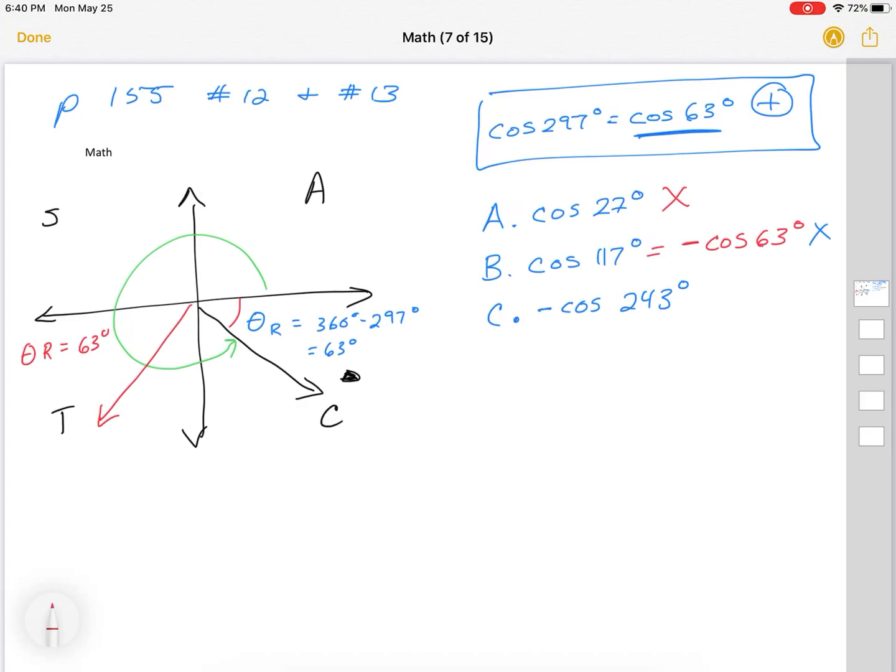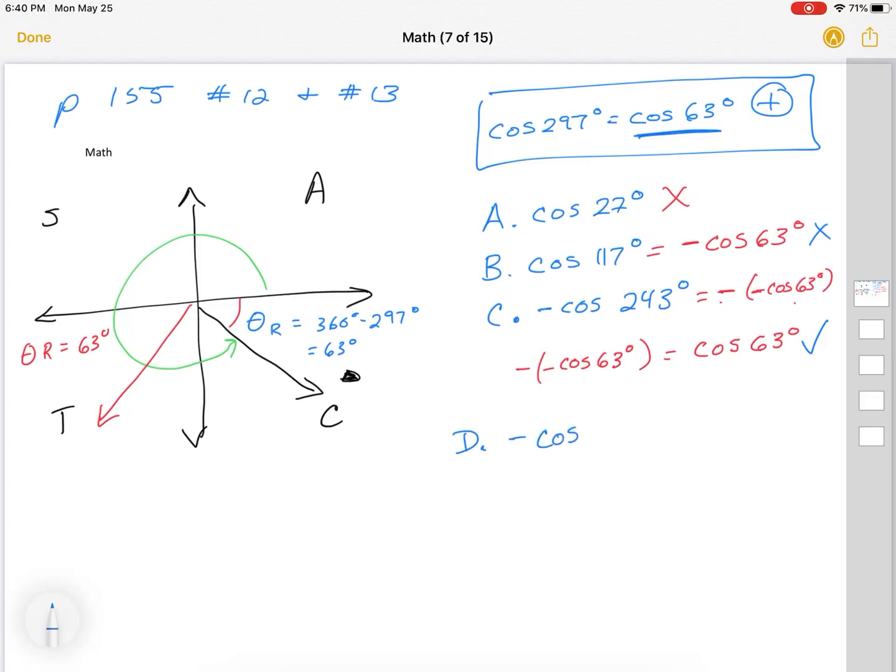Now, here's where it becomes interesting. Cos of 243 would be equal to negative cos 63. Now, it's also got a negative sign out front. We can look at this, and cos is negative in quadrant 3. That's what the CAST rule tells us. So minus a negative cos 63 degrees: that minus a minus will give us a positive cos 63 degrees. So this one works.